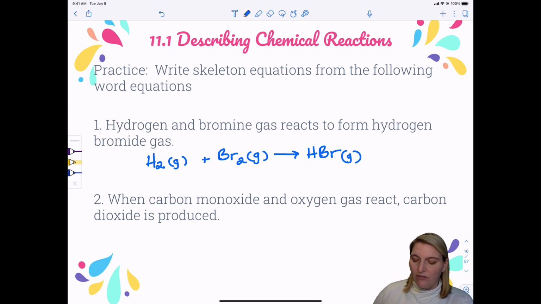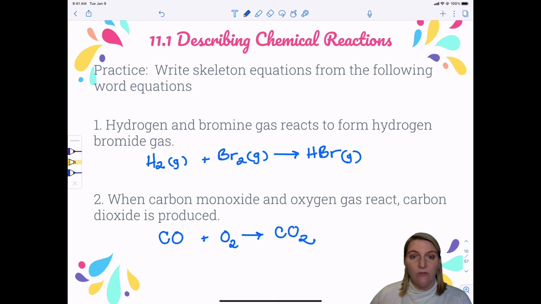Carbon monoxide and oxygen gas react. Carbon dioxide is produced. These are a lot of covalent compounds here. Carbon monoxide means CO, right? Mono means 1. Oxygen is also diatomic, reacting to form carbon dioxide, CO2.